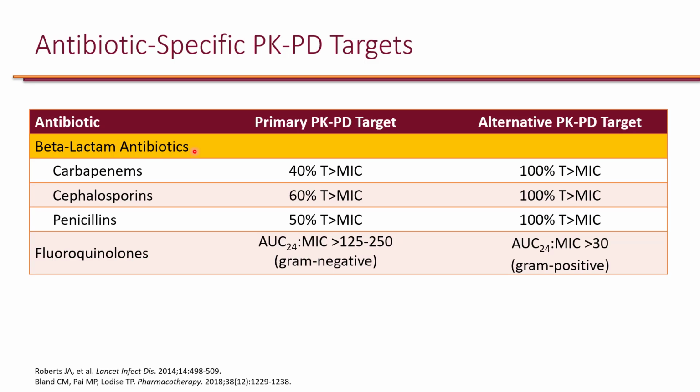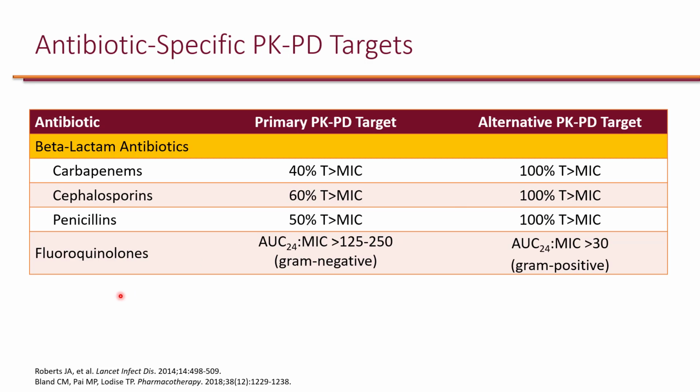Now here you can see that the PK/PD target for beta-lactams is time above MIC. For carbapenems specifically, you need time above MIC for at least 40% of the dosing interval to get bactericidal activity, whereas for cephalosporins, at least 60% of the dosing interval is required. For penicillins, it is 50% time above MIC. Alternatively, it is also proposed that time above MIC is best increased to 100% of the time, especially in critically ill patients, in order to maximize the efficacy of these beta-lactams.